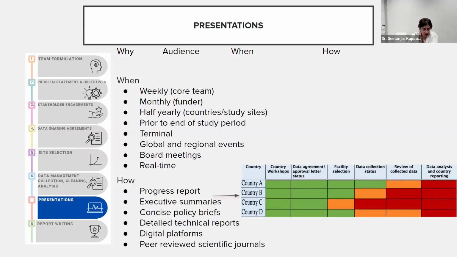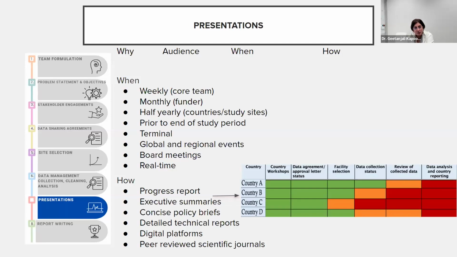Now, how do you go ahead with these presentations? What's the format? You can have a progress report, which can go regularly to your funder and to your core stakeholder. So these are your progress reports. You can have brief executive summaries going at very frequent intervals, every 4 monthly, 6 monthly, and whatever has happened can be put into a small executive summary. You can also have policy briefs. Normally, policy briefs will go towards the tail end when everything's over. That is the time when policy briefs are developed.